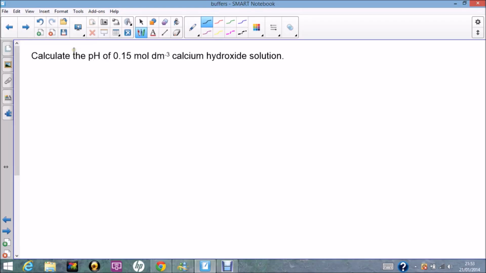In this example, you're asked to calculate the pH of a calcium hydroxide solution. So if you want to have a go at this example, pause the video now. Okay, so we notice that we're talking about calcium hydroxide, which means that we're going to be using the Kw expression, because obviously this is a base. The first thing we need to decide is what's the formula of calcium hydroxide, and that's this. And then we need to find the concentration of OH minus ions.